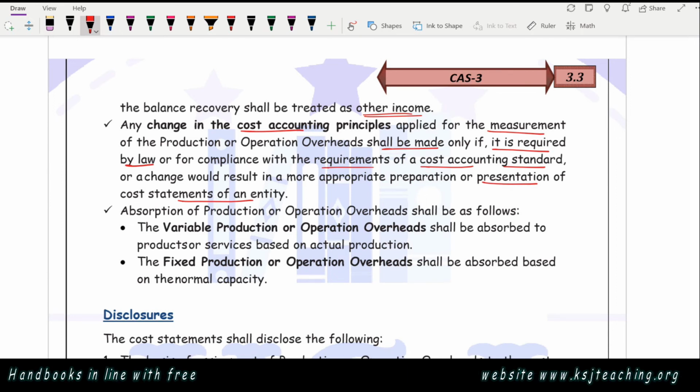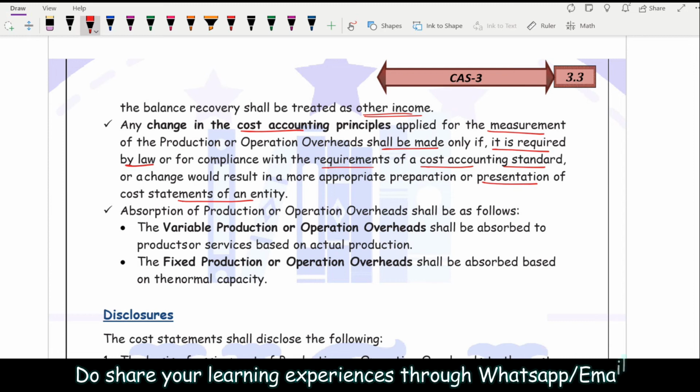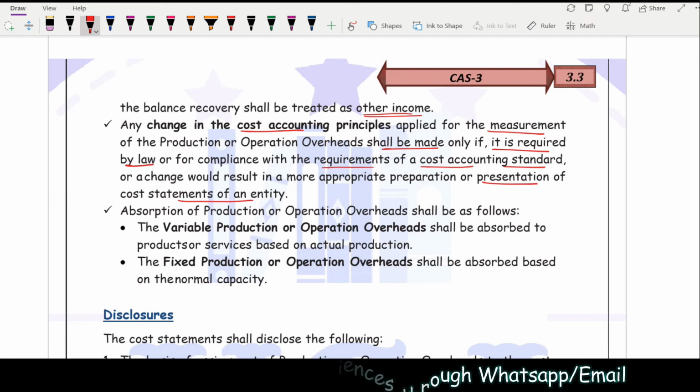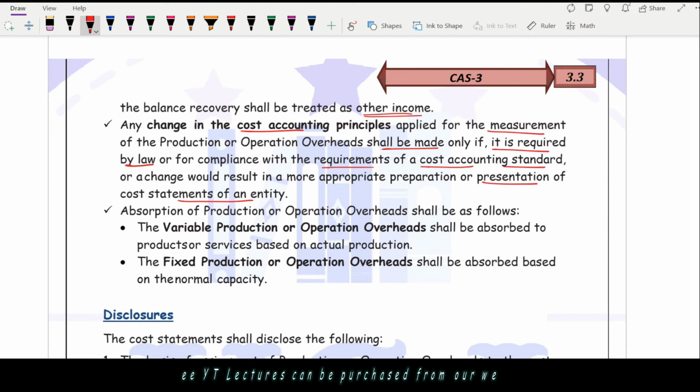No, it should not be like that, right? So it should be for a logical reason. If the law requires, then you have to change it. If changing the cost accounting principles will give a better view of your cost statements, then yes, you should change it, right? So it should be for a logical reason.